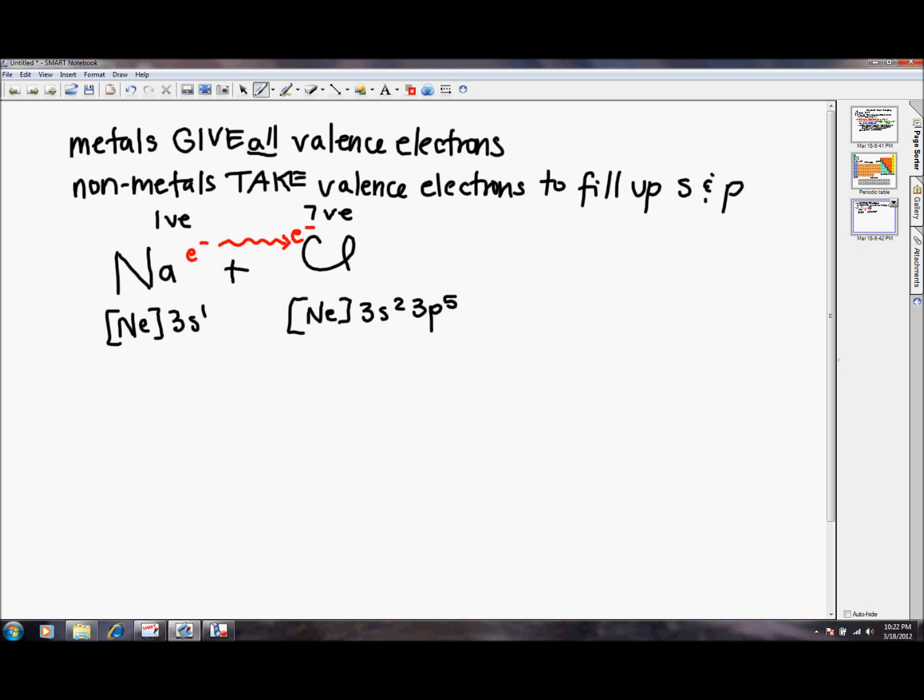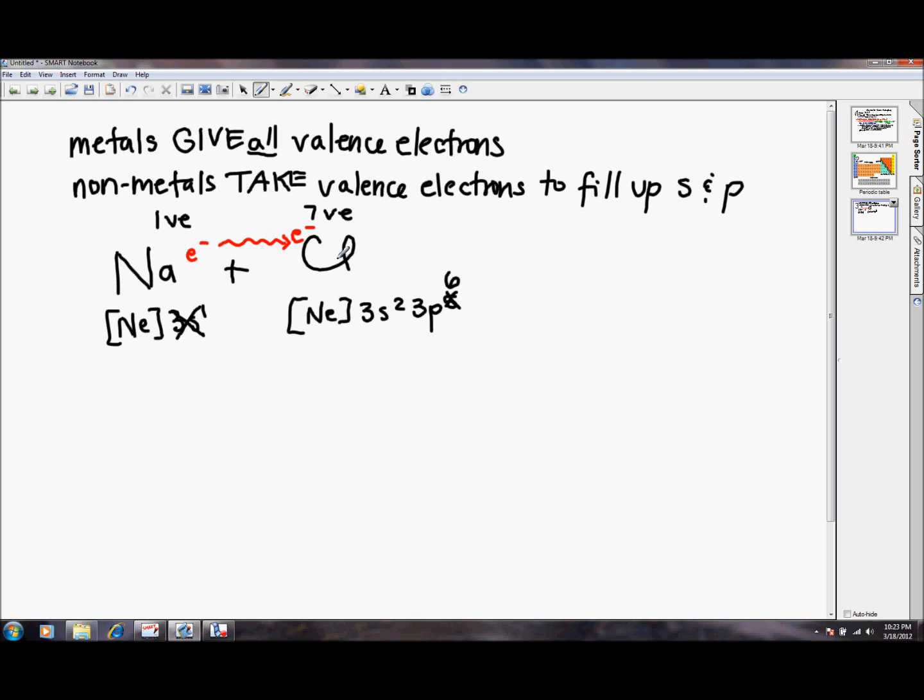So now the sodium atom isn't 3s1 anymore. It just looks like neon. And the chlorine atom becomes 3p6: [Ne]3s2 3p6. That's the electron configuration for argon. So now they both have the exact same electron configuration as one of the noble gases.